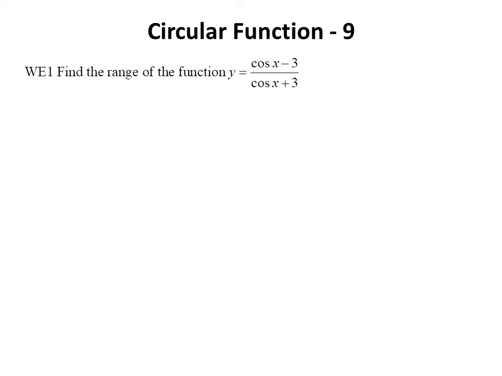Welcome to the ninth session of this circular function series. Now the function given in example 1 is y equals (cosine x minus 3) all over (cosine x plus 3). The question is to find the range of this function.